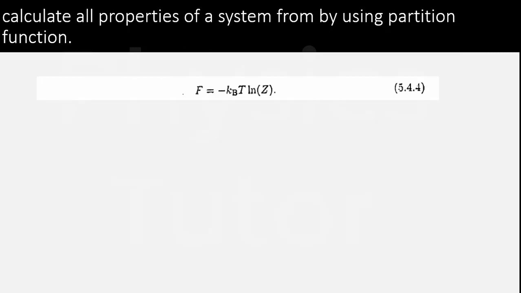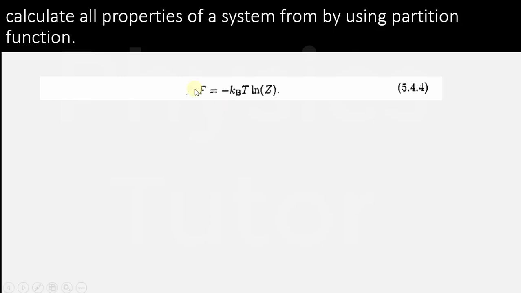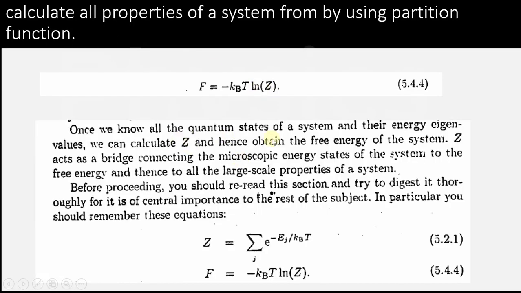So Boltzmann thermodynamics helps us to find the free energy value of a particle or different systems of particles by using this formulation. Here F is the symbol of free energy, kBT is the Boltzmann constant times temperature. Natural log Z means the partition function. So Z is the partition function symbol and we take its natural log. Once we know all the quantum states of a system and their energy eigenvalues, we can calculate Z, which means the partition function, and hence obtain the free energy of the system.